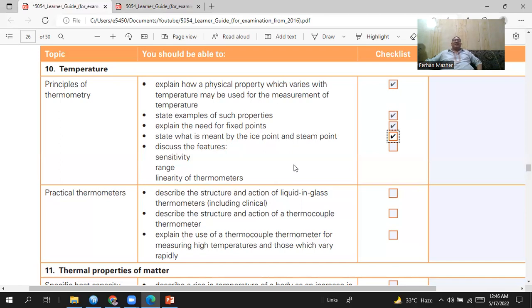Then we have the linearity of the thermometer. Linearity of the thermometer means for the equal change in temperature, there should always be equal change in that thermometric property. So there should be uniform change in that thermometric property for the equal change in the temperature. If that is so, then we say that there is linearity of the thermometer.